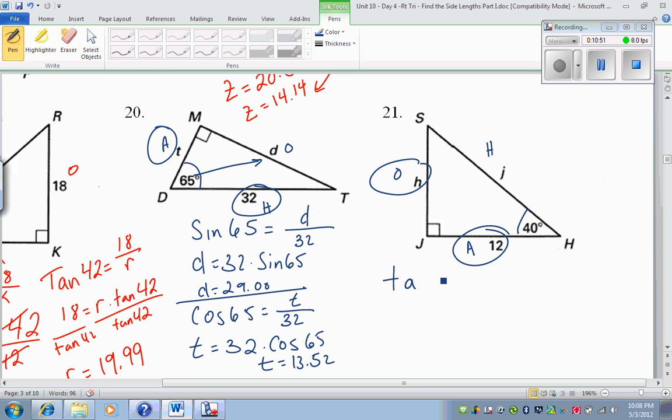So tangent of 40 degrees is equal to the opposite, which is H. Now we're going to call it O for now because that's confusing. O over 12. So O, which is the opposite in this case, is going to be equal to 12 times tangent 40 degrees. So 12 tan 40. And that's O, or the opposite side is 10.07.